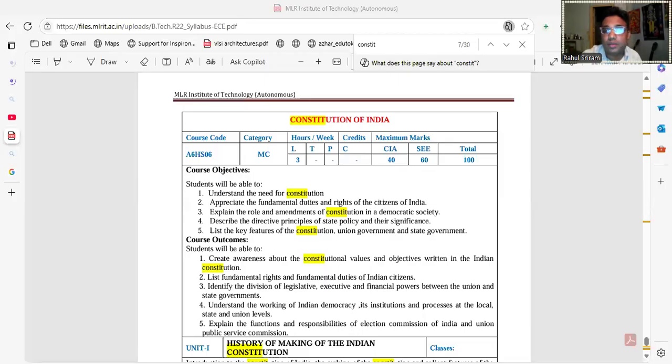I'm going to share the screen for a better view. This is the Constitution of India syllabus. If you see, these lectures are three written. There are internal marks, external marks and total marks. These are the course objectives.